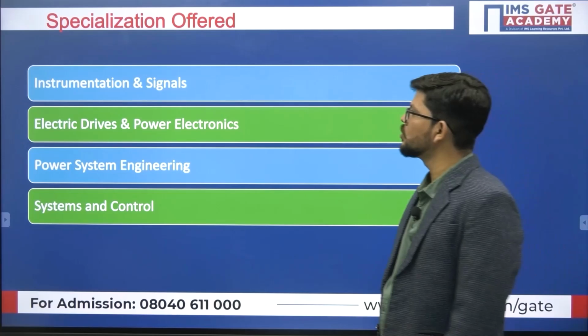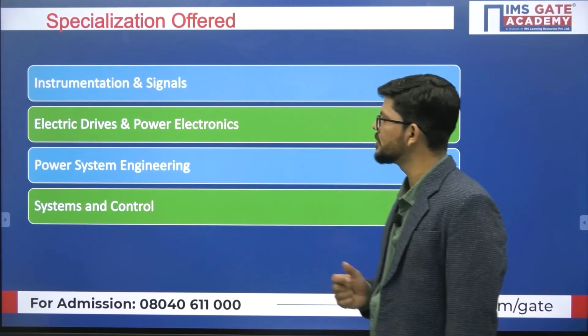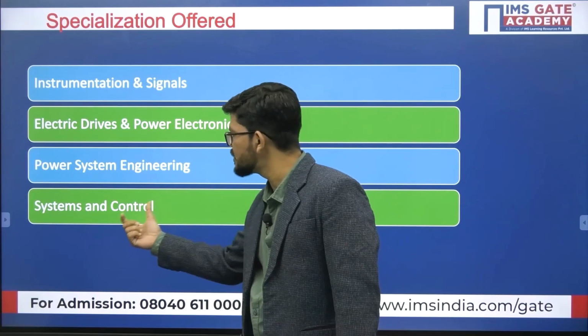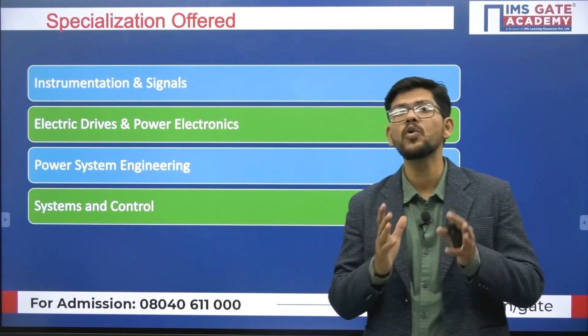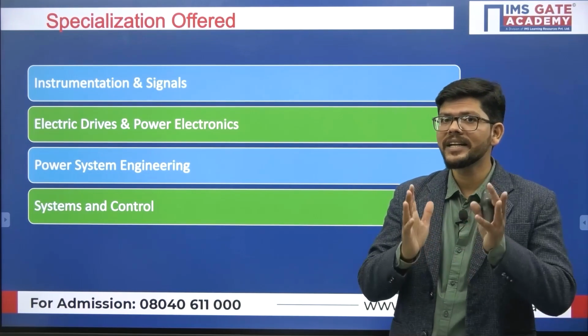स्पेशलाइजेशन की अगर मैं बात करूं तो यहां पर आपको इंस्ट्रूमेंटेशन एंड सिग्नल मिलेगा, इलेक्ट्रिक ड्राइव एंड पावर इलेक्ट्रॉनिक्स मिलेगा, पावर सिस्टम इंजीनियरिंग मिलेगा एंड सिस्टम एंड कंट्रोल मिलेगा. All are the core departments for core specialization of electrical engineering students.